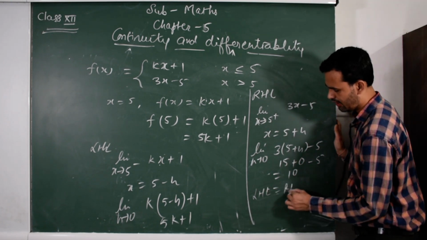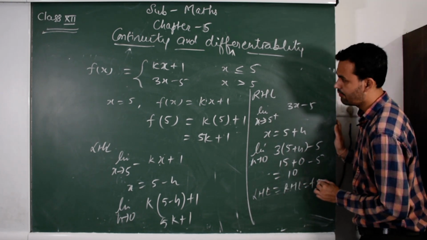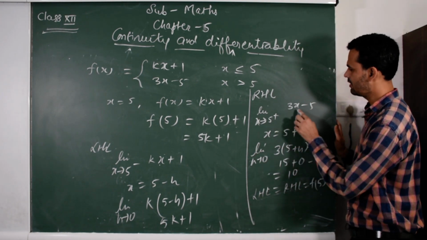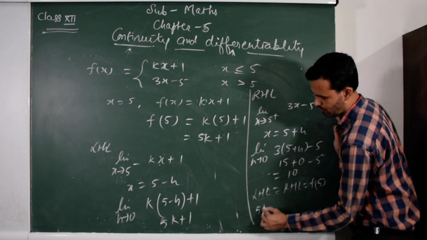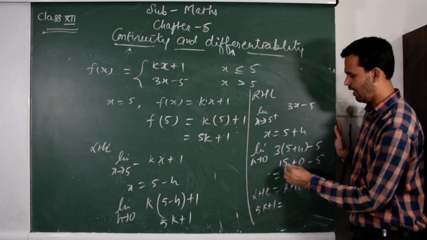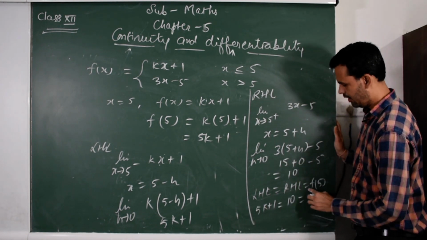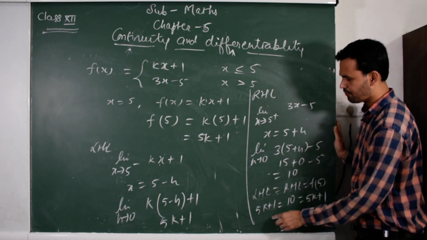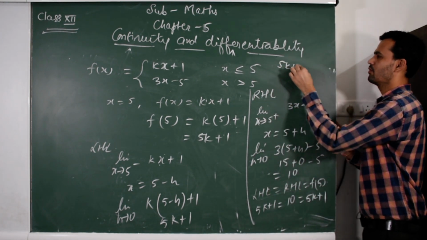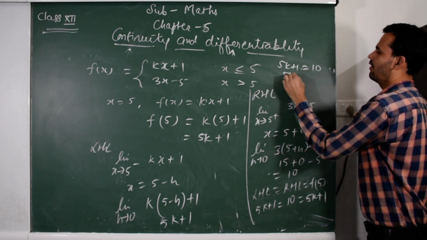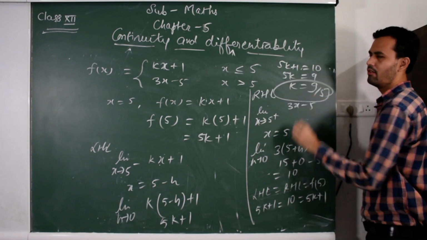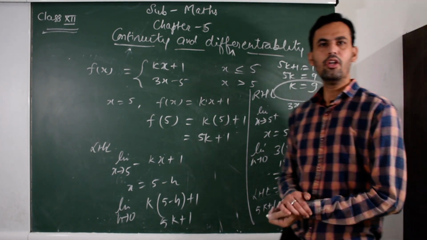So, LHL equals RHL equals f(5). Value of LHL is 5k plus 1, value of RHL is 10 and value of f(5) is 5k plus 1. So, 5k plus 1 equals 10, 5k equals 9, or k equals 9 upon 5. Value of k is 9 upon 5.